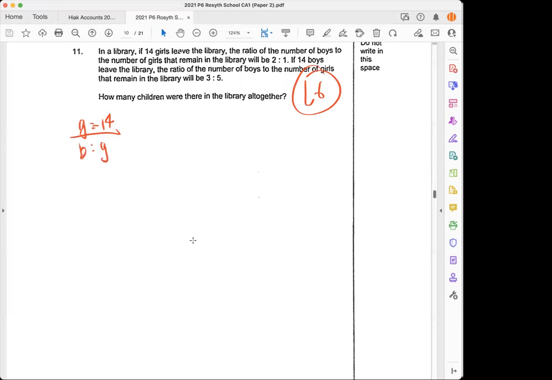Boys to girls, 2:1. Now, the second scenario is this. The second scenario is 14 boys left. So boys minus 14. And the ratio between boys and girls will become 3:5.